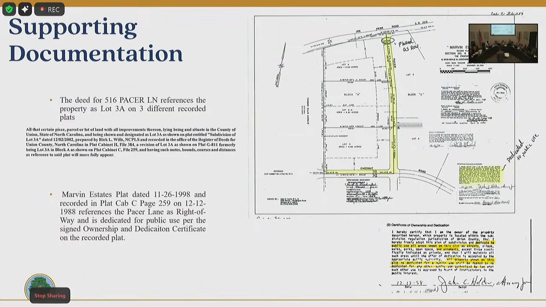Correct. Okay. Do you know whether NCDOT maintains Pacer Lane? I do know NCDOT does not maintain Pacer Lane. Does the Village of Marvin maintain Pacer Lane? We do not. Okay. So Pacer Lane is a private road? It's a privately maintained road, yes. Just private road, that's what it is, right? It's a privately maintained road.